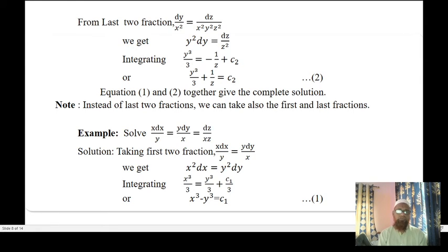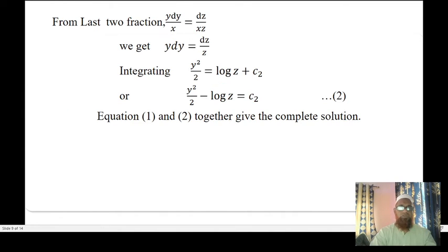x dx by y equal to y dy by x, and cross multiplying, we get x square dx equal to y square dy. Integrating, x cube by 3 equal to y cube by 3 plus c1 by 3. So multiplying by 3 and simplifying, we get x cube minus y cube equal to c1, equation 1.